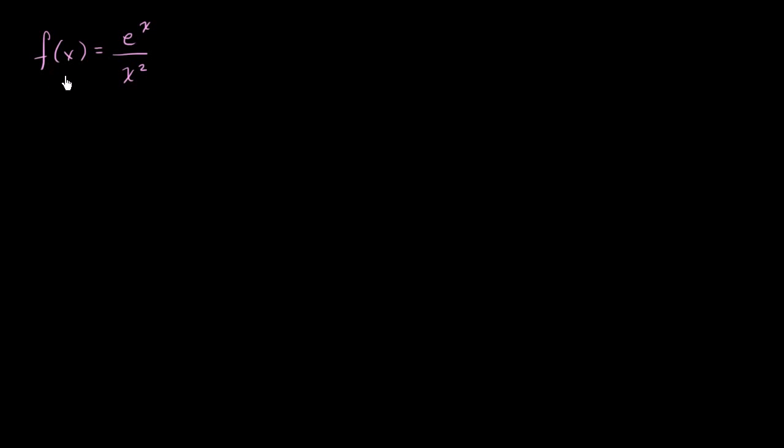So we have the function f of x is equal to e to the x over x squared. And what I want to do in this video is find the equation, not of the tangent line, but the equation of the normal line when x is equal to 1. So we care about the equation of the normal line. So I encourage you to pause this video and try this on your own.